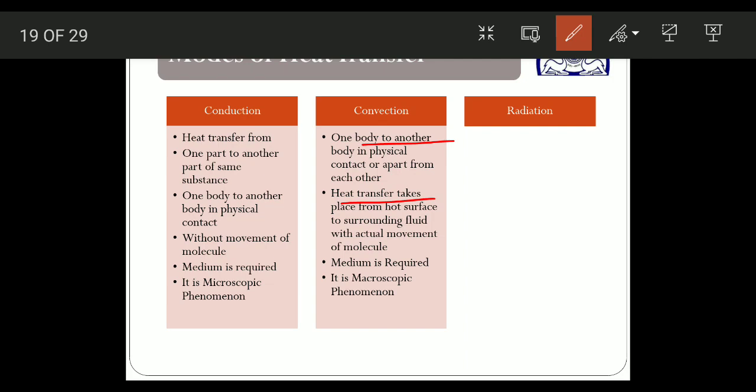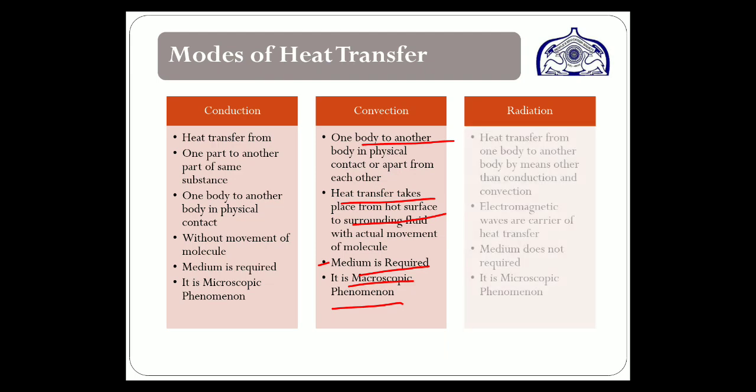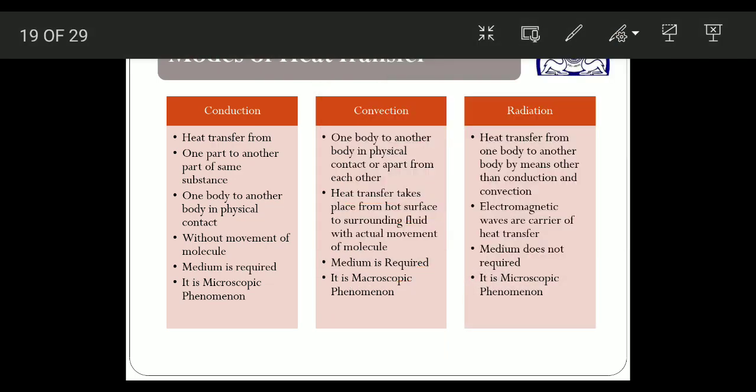Or we can also define it as heat transfer from a hot surface to the surrounding fluid with an actual movement of the molecules. So here there is actual movement of the molecules. In conduction there was no actual movement of the molecules, but here there is actual movement of the molecules from one part to another part. Here also a medium is required. Without a medium this is not possible, and it is a macroscopic phenomenon. That means we can see the transfer of molecules with our naked eyes. That's why this is a macroscopic phenomenon.